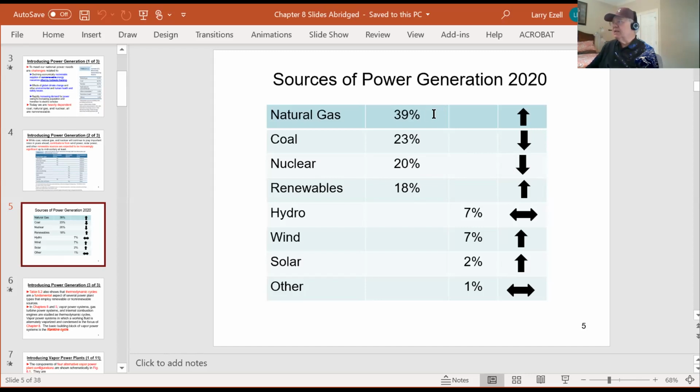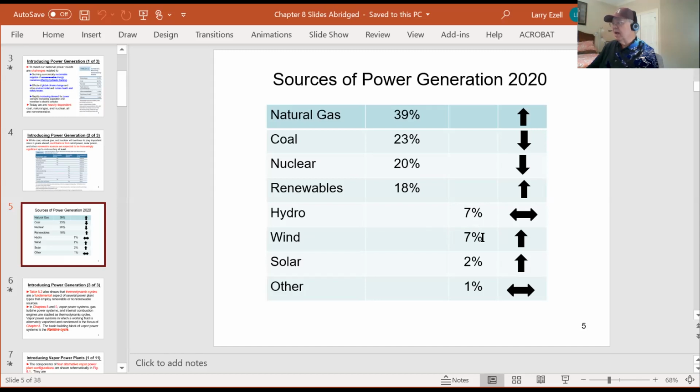But the natural gas cycle is, of course, the Rankine and the Brayton cycle. Coal is all a Rankine cycle, and nuclear is the Rankine cycle, which we're going to study. Renewables, here's the way they're broken down. Hydroelectric, due to dams, is remaining steady. You're not building a lot of new dams, and that's being sarcastic, not building any. So it's staying the same, about 7% of our total.